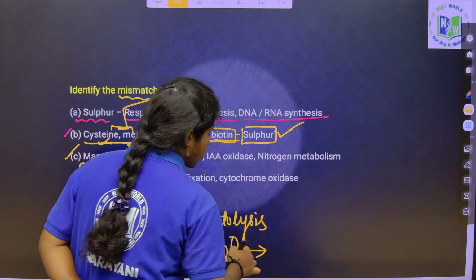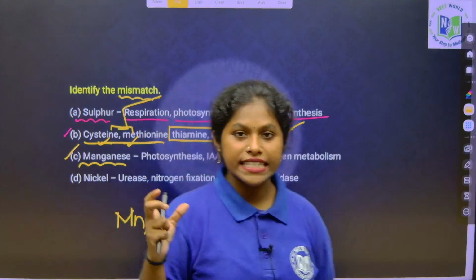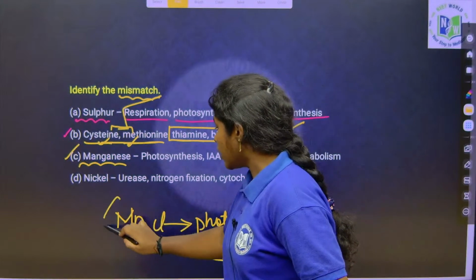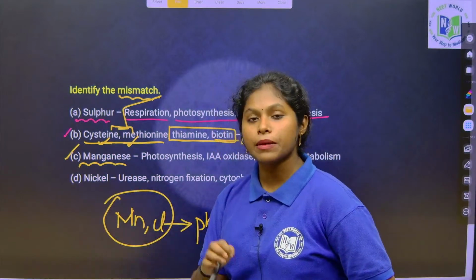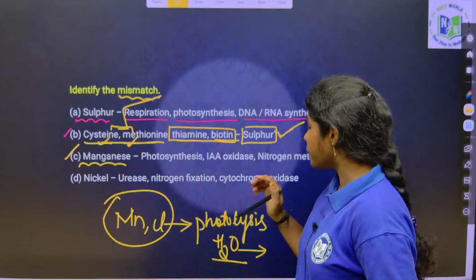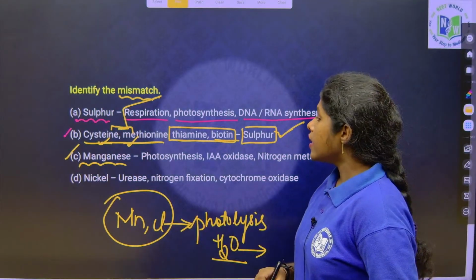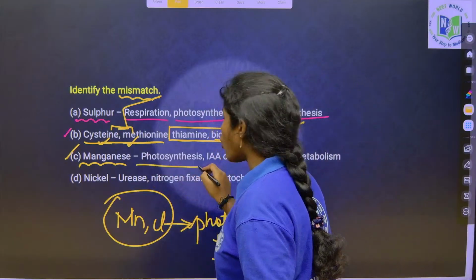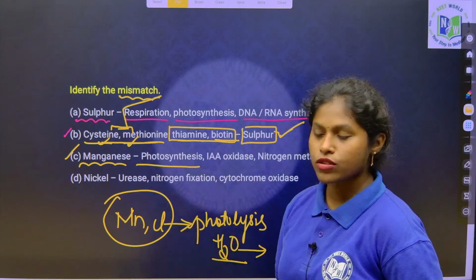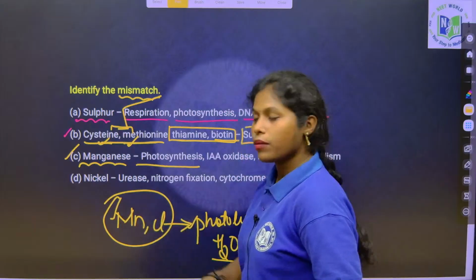So in the oxygen evolving complex, these are the main elements, splitting of water. Manganese and chlorine are the main elements involved in the splitting of water, or photolysis of water. Got it? Now see, photosynthesis, of course, is correct for the photolysis of water. So manganese is involved, right?